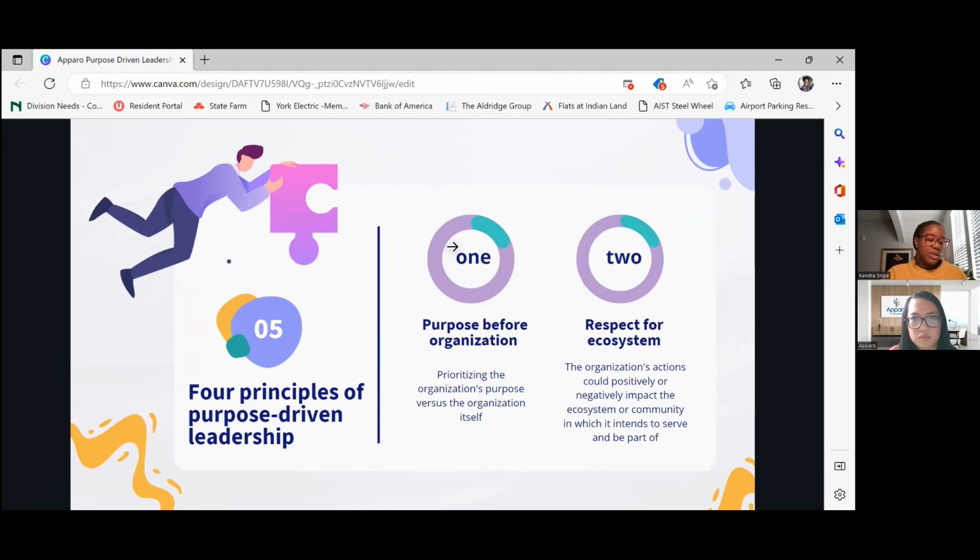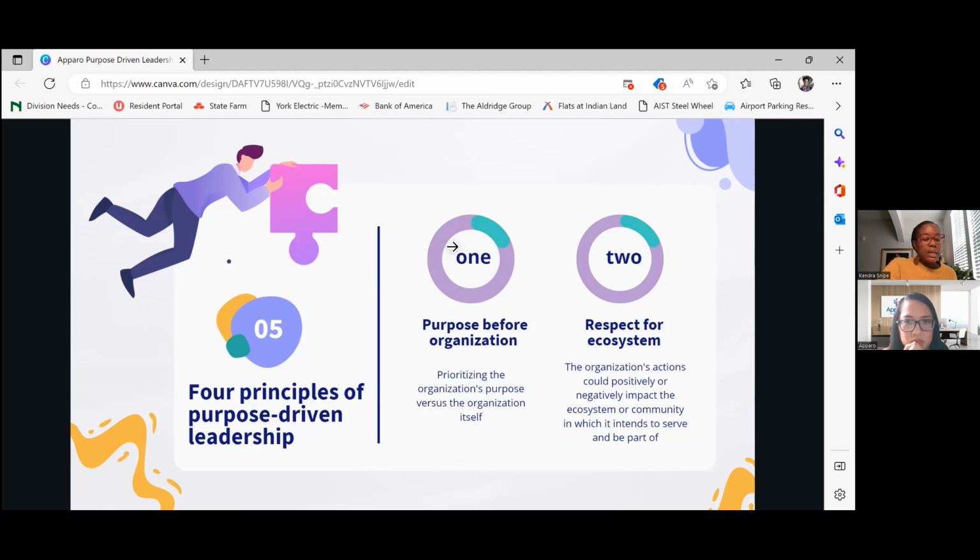So when we talk about the 4 principles of purpose-driven leadership, it's important for us to dive deep into these 4 areas because they directly relate to the purpose-driven portion. Number 1 of the 4 principles: purpose before organization. You want to prioritize the organization's purpose versus the organization itself.